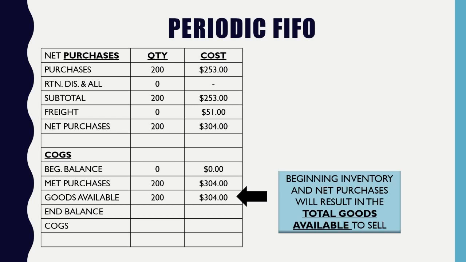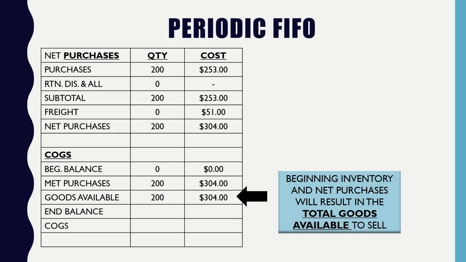Then the next section is my net purchases, which I pulled from the very top of my window, where I know that I purchased 200 toys for a total of $304. So in this case, I plug that in here. And my formula, if you remember, is that my total goods available is going to be my beginning inventory plus my net purchases, which right here is the 200 items that I have for a total of $304. Okay.